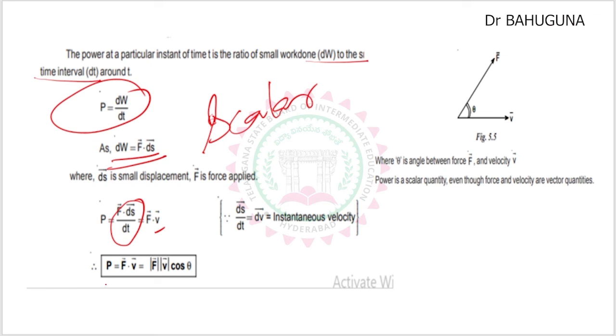Or you can expand it as power is equal to F dot v, or it is equal to mod F mod v into cos theta, where the force and velocity are acting at an angle theta. And therefore, the power is nothing but Fv cos theta. So we have two formulas for this power. It is Fv cos theta or power is equal to work by time. Both are one and the same. Depends on the data given, we have to take.